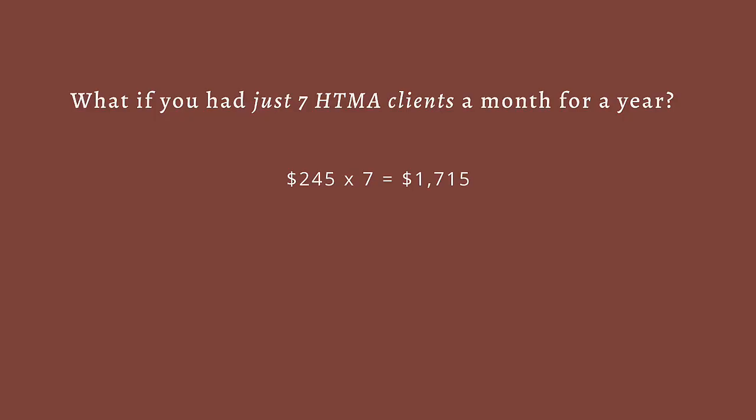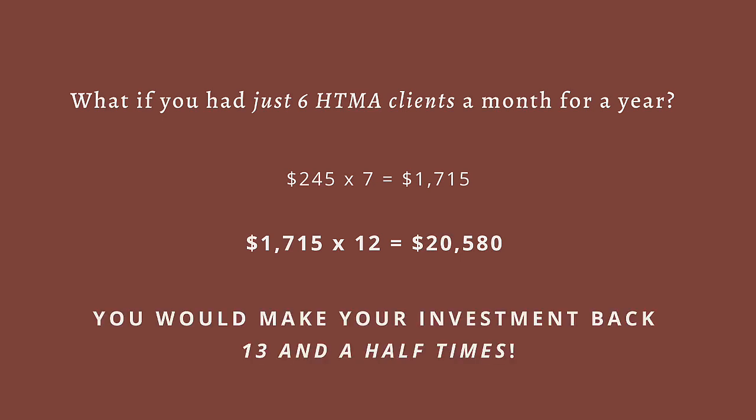What if you had just 7 HTMA clients a month for a year? That would be $245 times 7, which is $1,715. And if you multiply that by 12, that's $20,580. You would make your investment back 13.5 times.